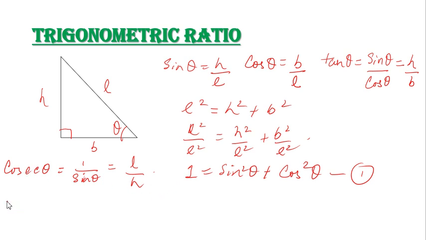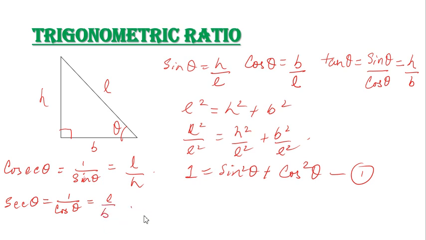Now for cos theta, the reciprocal is sec theta. Sec theta is equal to 1 by cos theta. Since cos theta is base upon hypotenuse, if you reverse this, it will be hypotenuse upon base.